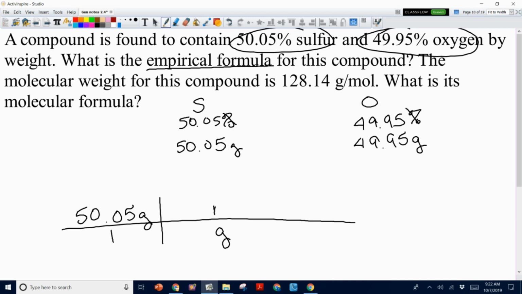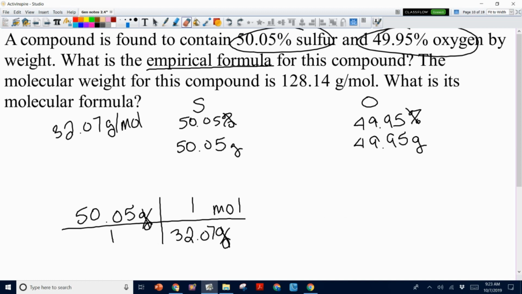Mass to moles. So we're trying to convert this to moles. So using your mole map, can you go from grams to moles? And the answer to that is yes. If you look at your mole map, you can go straight from grams to moles. So we look at the molar mass for sulfur. If you look on your periodic table, sulfur is 32.07 grams per mole. So 1 mole of sulfur is 32.07 grams. Cancel what you can cancel. So we have moles here, and that's what we want. So all you have to do is the math now.